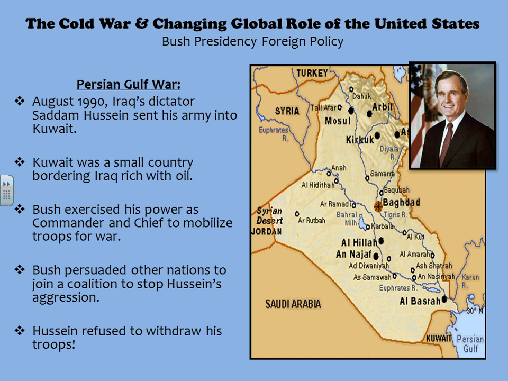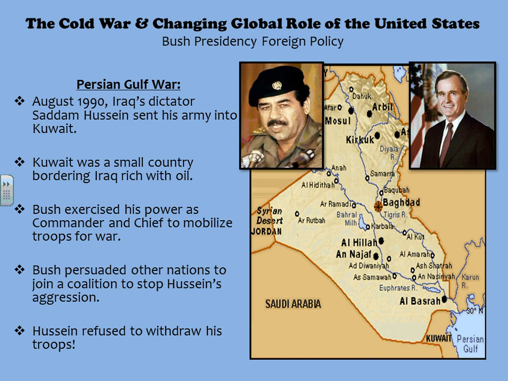In August 1990, Iraq's dictator, Saddam Hussein, sent his army into Kuwait, a small neighboring country rich with oil. So he sent his army into Kuwait, which is right here, this little guy. But even though this is a small country, it has a huge amount of oil reserves. Keep that in mind. The U.S. trades with Kuwait. That's where we get our oil from.